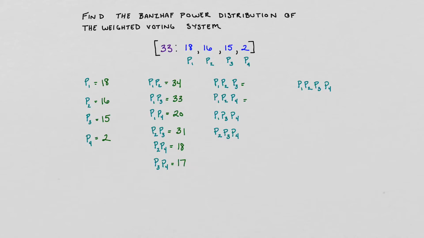Then we move on to the trios. So again, we're going to add up those 3 weights to get one value. So 1, 2, and 3 is 49. 1, 2, and 4 is 36. 1, 3, and 4 is 35. And 2, 3, and 4 is 33. And lastly, if we were to add all the weights together, so in that situation where everyone is on board or supporting a certain topic or issue or whatever they're voting on, we are going to have a grand total of 51. So keep in mind, I'm still on step 1 of my problem.